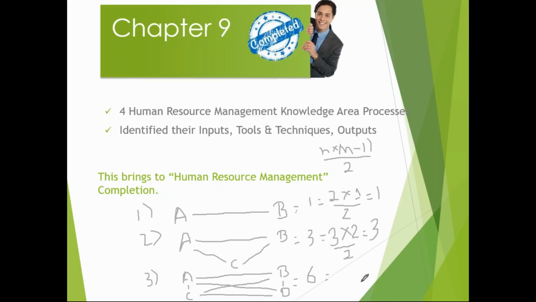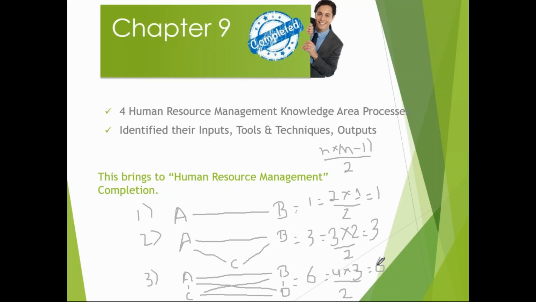Now let's look at the other one, the 4 people that we have. 4 into 3 divided by 2, right? 4 minus 1 is 3. So 2 into 3 is 6, right? So this is how you will be calculating the communication channels.